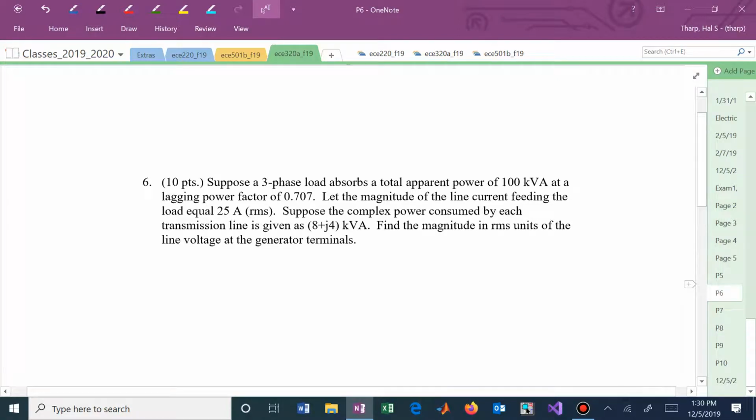Suppose we have a three-phase load and it absorbs a total apparent power. Did we define apparent power?